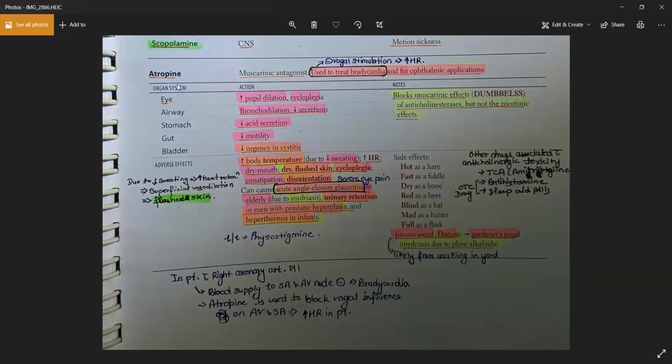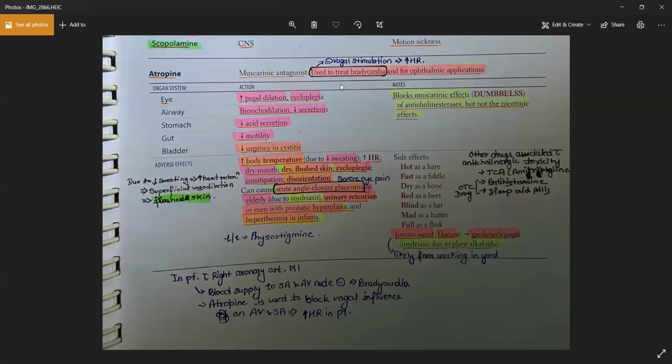Okay, then comes atropine. Where do you use atropine? In case of the eye and in case of the heart. Whenever you get a patient who is having bradycardia, because you know that atropine will inhibit the muscarinic receptor, so you can never get bradycardia, right? Whenever you encounter a patient having a very low heart rate, you will always use atropine. So atropine is a muscarinic antagonist and most commonly used in the treatment of bradycardia.